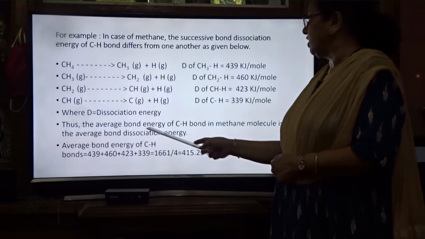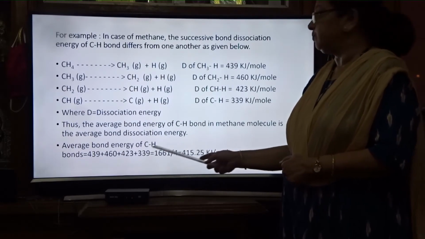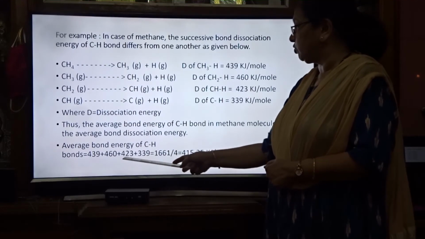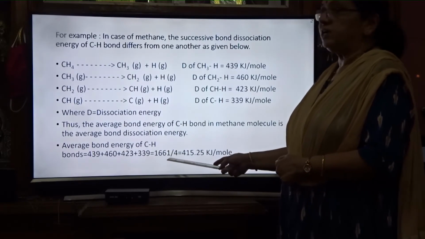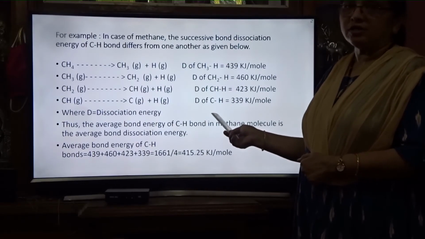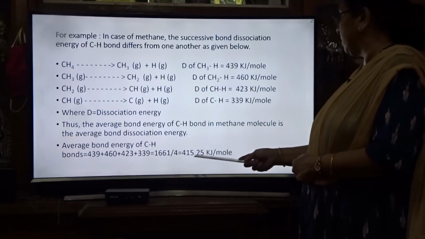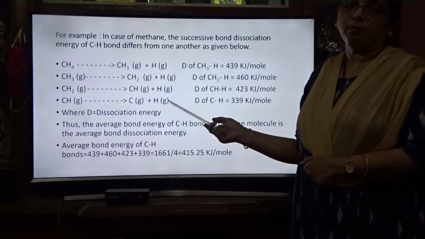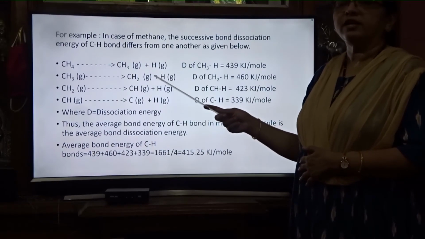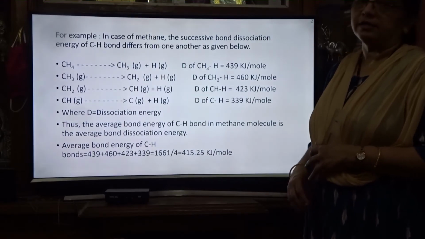So the average bond energy of the C-H bond in the methane molecule is the average bond dissociation energy. We take 439 plus 460 plus 423 plus 339, which is 1661, divided by 4, because 4 bonds are breaking. We total all the dissociation energies and divide by 4, and it becomes 415.25 kilojoule per mole. However many bonds are breaking, you divide the total energy by that many bonds, and then you get the average bond energy.